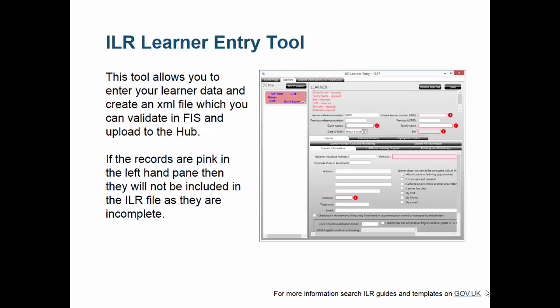The ILR-Learner entry tool allows you to enter your learner data and create an XML file which you can validate in FIS and upload to the hub. This system doesn't do any validation, but it will require a minimum number of records in order for the file to export. If the records are in pink in the left-hand pane, then they will not be included in the ILR file as they're incomplete.